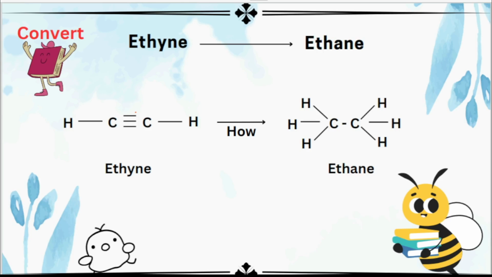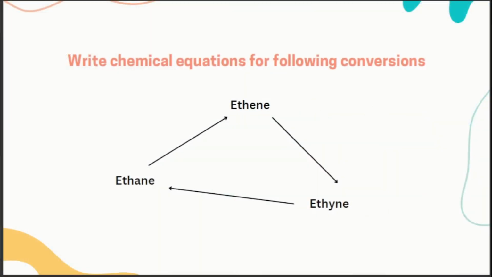In this video, we go over an important conversion reaction. The reaction is about the conversion of ethyne to ethane. By the way, in the previous lessons, I talked about the conversion of ethane to ethene and then ethene to ethyne. And now in this video, I also summarize all the three conversion reactions in a cyclic way.